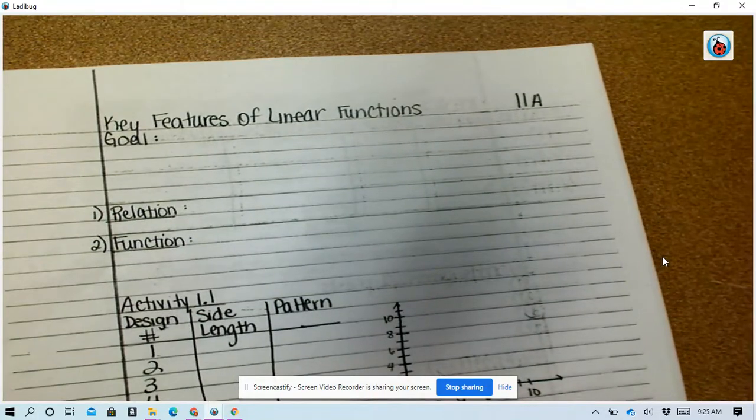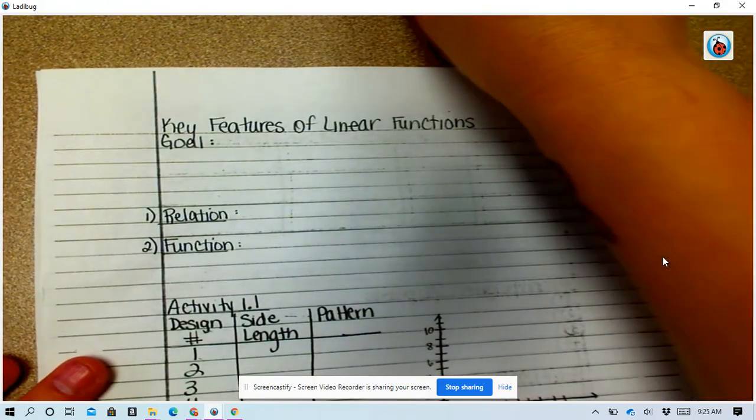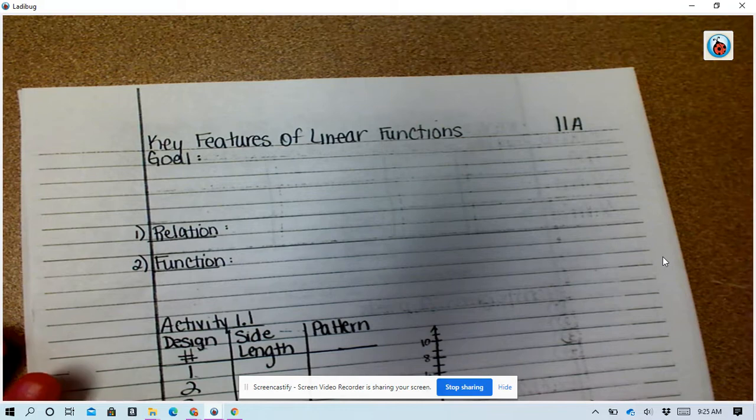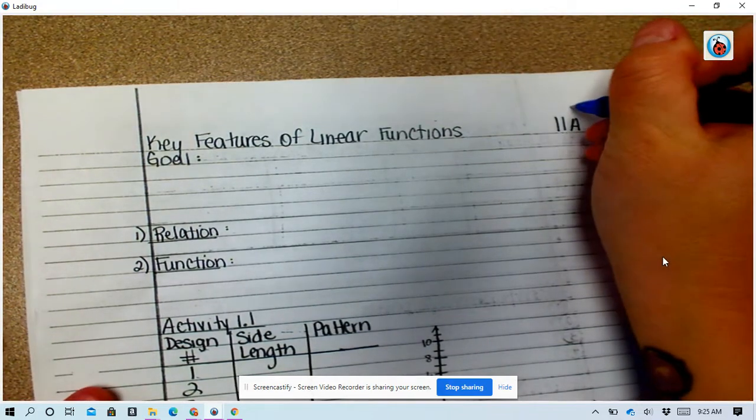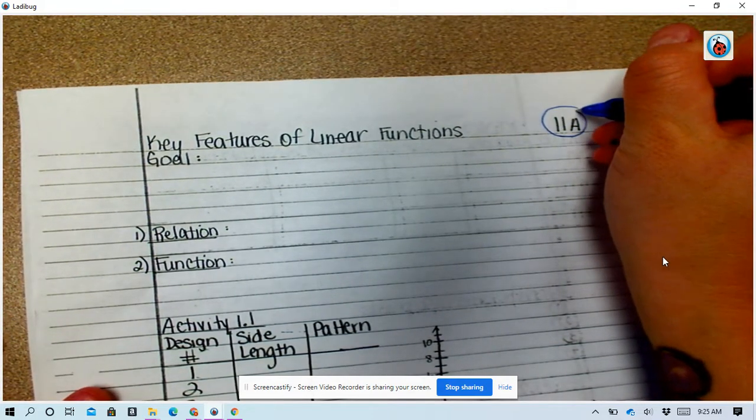So the title of today's notes is Key Features of Linear Functions. We are still keeping with key features, but now we're moving on to more specific types of functions. And we're going to go ahead and label these notes page 11A.